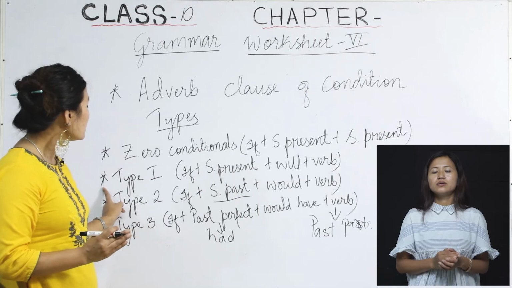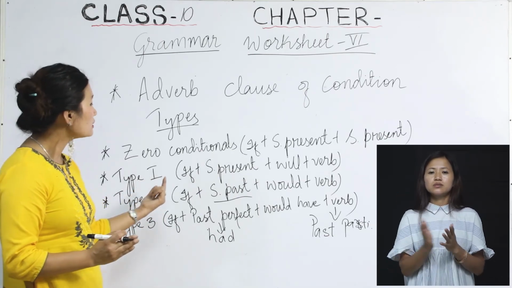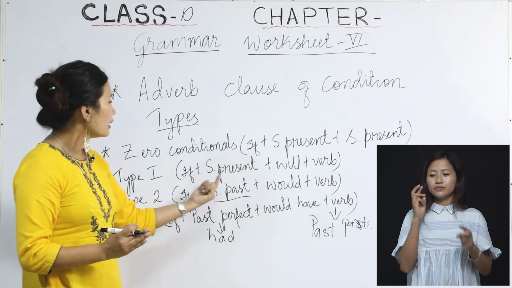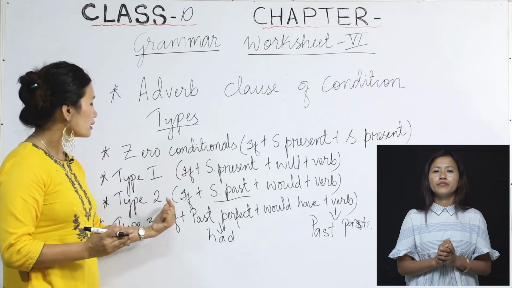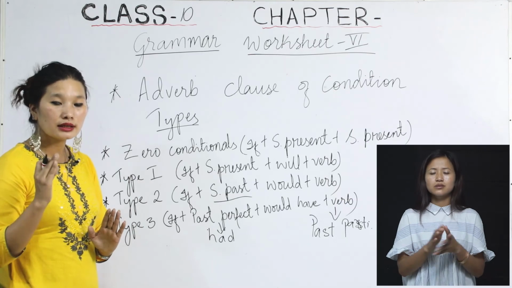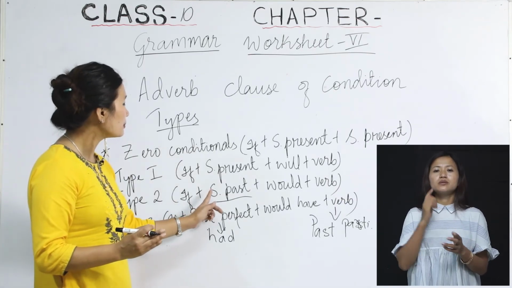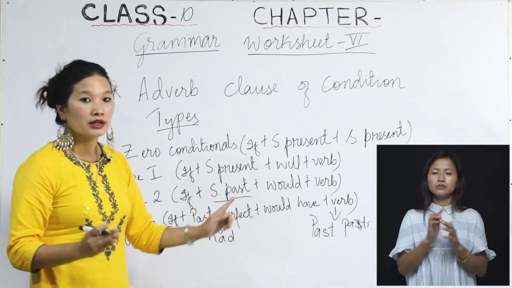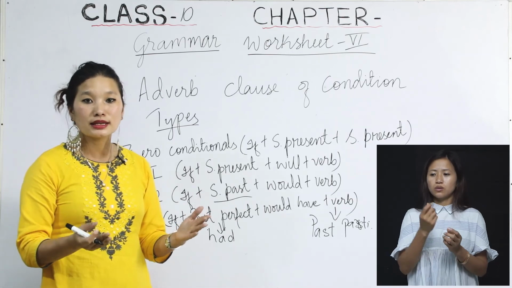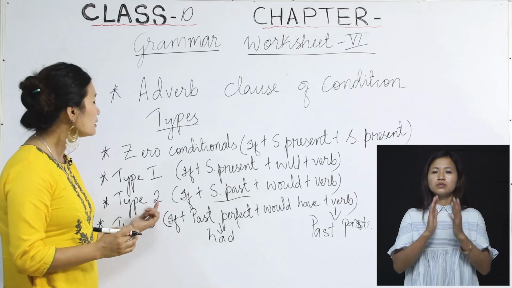And the next one is type 1 conditionals. It is called likely conditionals. If plus simple present plus will plus verb, right? And then the next one is type 2 conditionals, which are also called unlikely, but we cannot say that it's 100% impossible. So we will use if plus simple past plus would plus verb. If I won the lottery, I would buy a big house, which we cannot say is impossible, but there is very little chance for it, so we call it unlikely.